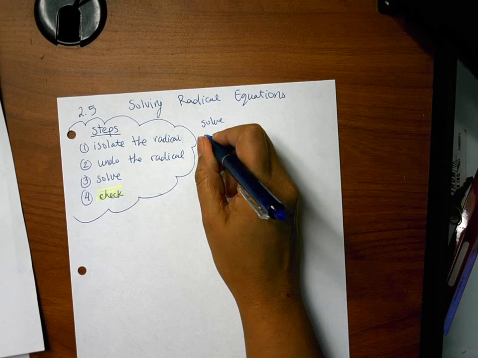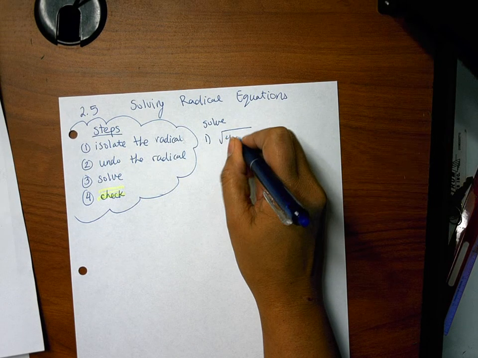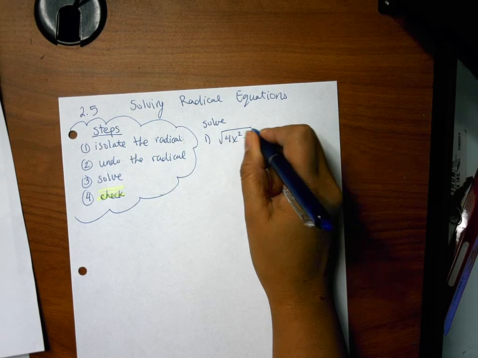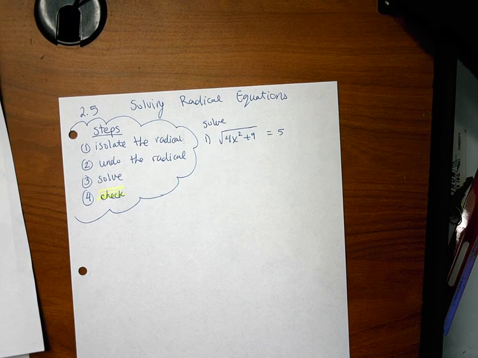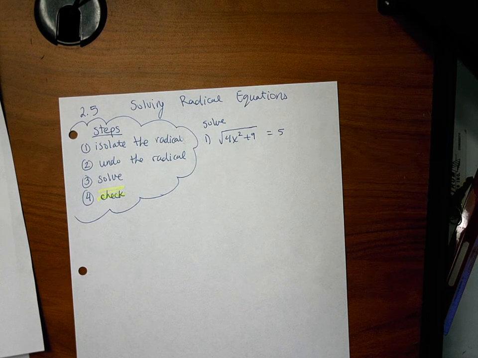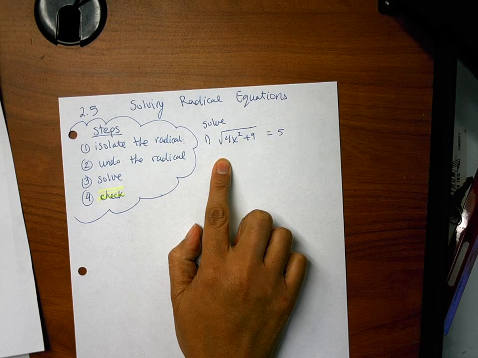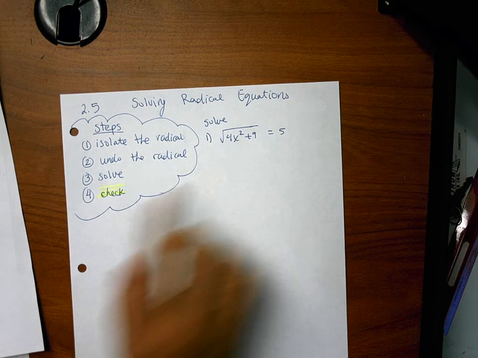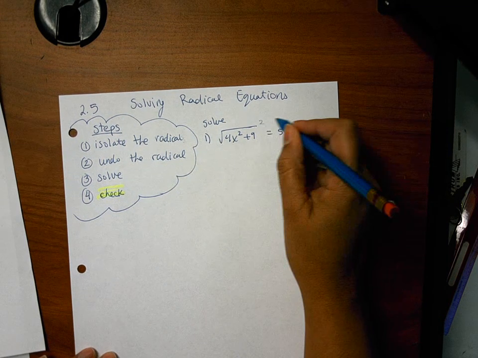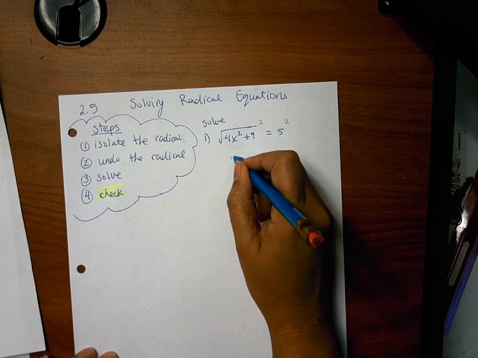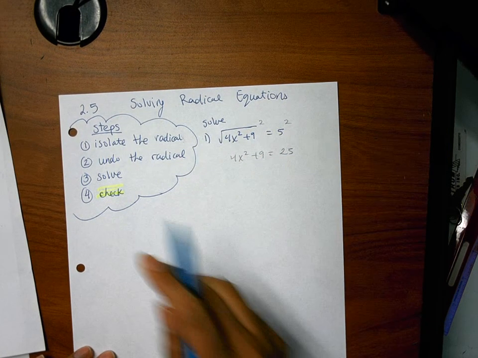All right, solve. Number 1, square root of 4x squared plus 9 equals 5. Step 1, isolate the radical. It's already by itself. Step 2, undo the radical. So we're going to square both sides. What I did to one side, I must do to the other. 4x squared plus 9 equals 25.